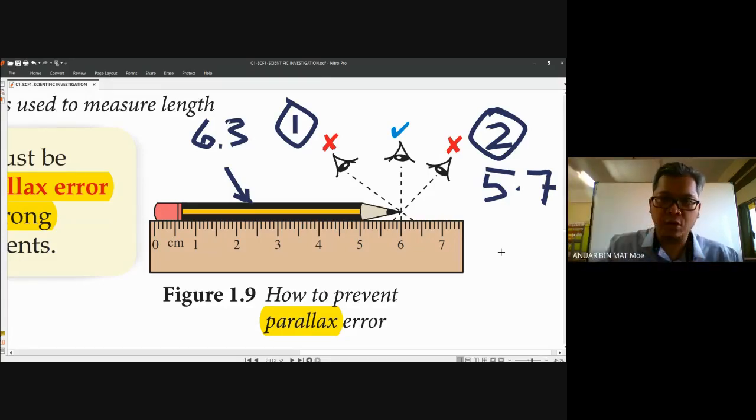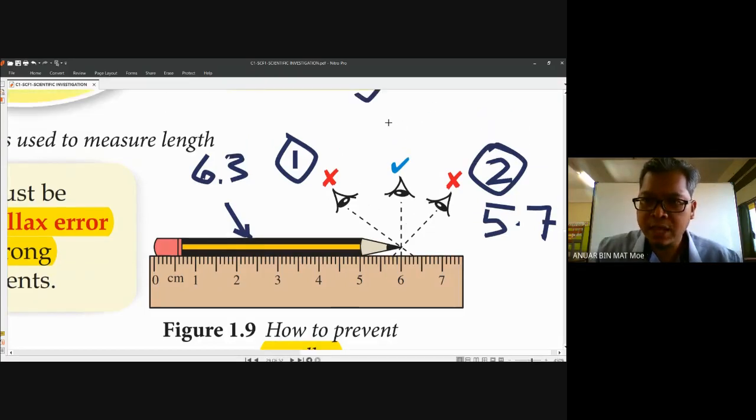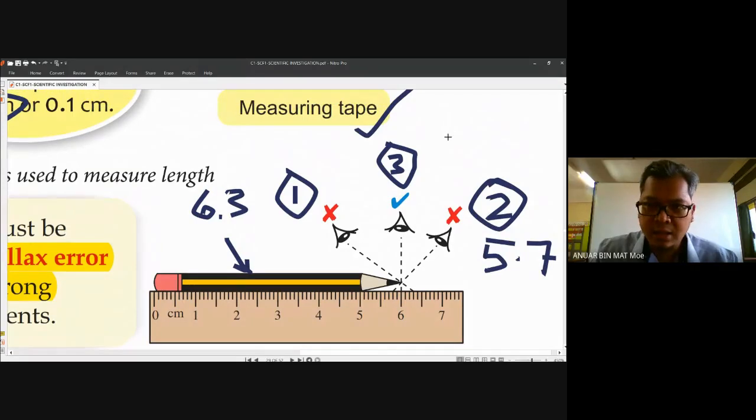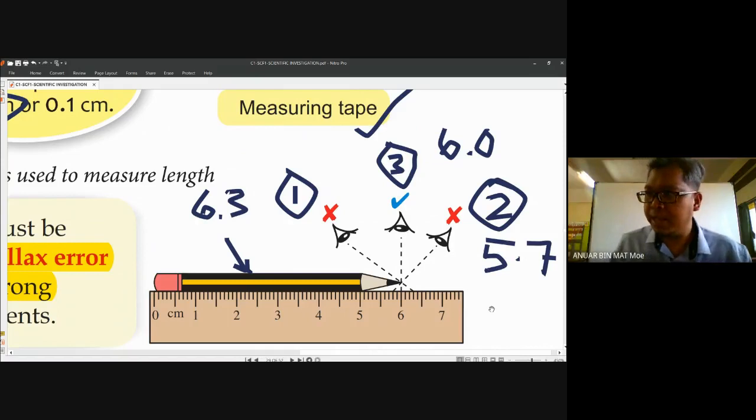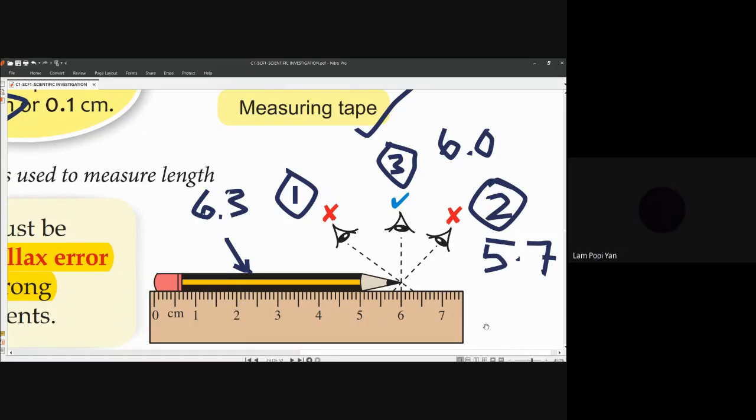Okay, so the correct measurement here is number 3. Okay, number 3, because your eye is parallel, it is how many centimeter? It must be 6.0 lah, or 6 centimeter. This is the correct measurement. Okay, can you understand the parallax error and its meaning? Yes. Okay, very good, very good. All right, we continue.